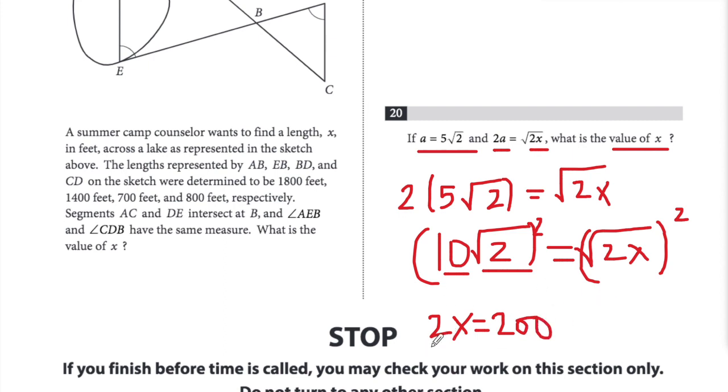And then we can divide by 2 on both sides, and then we'll get our value of x. So x would equal 100.